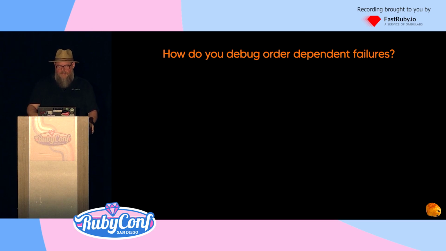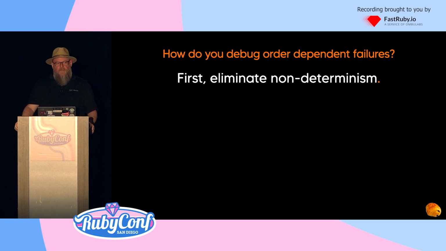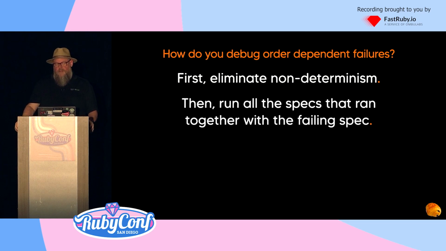Well, the first thing to do is to eliminate non-determinism. Make sure it's not non-deterministic. You can do that by repeatedly running the same spec in isolation. It might take a while, but eventually, if it's non-determinism, it will fail. If you can't reproduce it that way, then run all the specs that ran together with this spec, probably from a process on the build server, locally, in random order, and continue running them in random order until one of them fails.